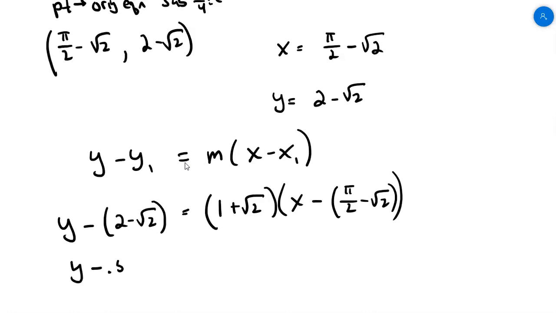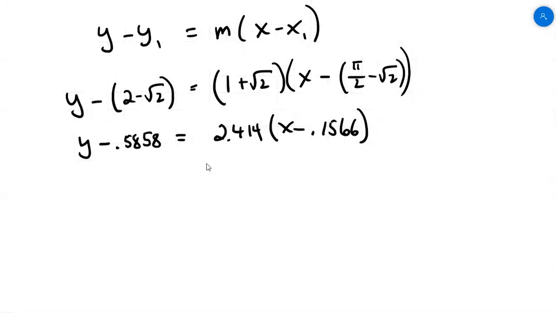For this one, I get 0.5858, because a 7 rounds up to an 8. On the other side, 1 plus the square root of 2 is 2.414, and then x minus 0.1566. Okay. And then from there, you can add values to both sides until you get it solved for y. We should come up with y equals 2.414x plus 0.2078. All right, so there's a decimal point there. That's what we get for the equation of our line.